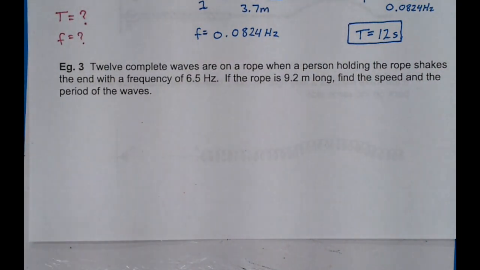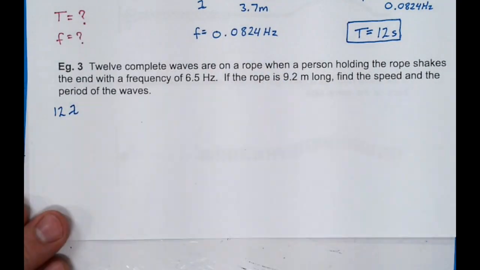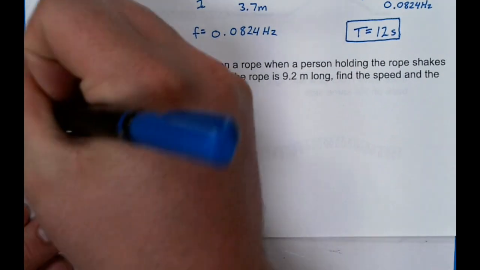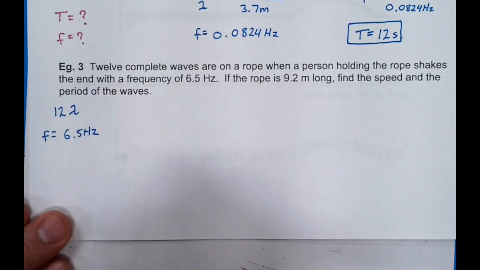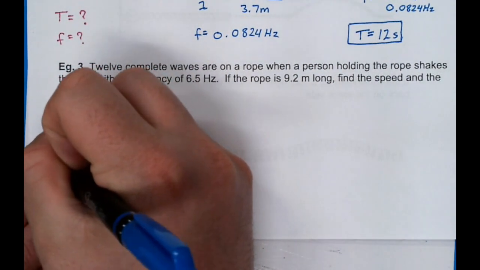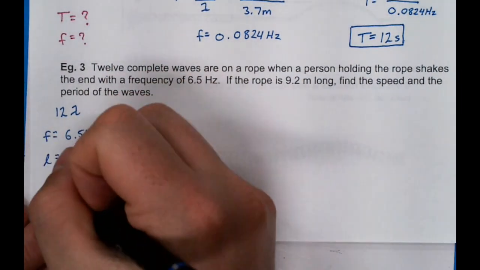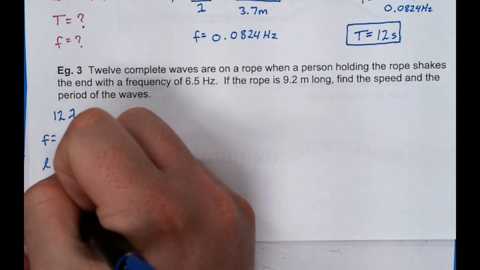So again, let's figure out what information is given to us. We are given that we have 12 complete waves, so we're going to have 12 wavelengths. In that time, there is a frequency of 6.5 hertz, and the length of the rope is equal to 9.2 meters. What we want to find is the speed and the period of the waves.